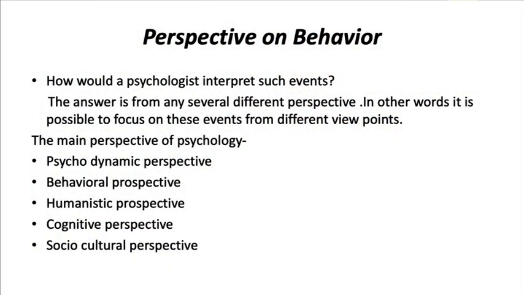So how would a psychologist interpret such events? How will I interpret this behavior? The answer is from several different perspectives. In other words, it is possible to focus on these events from different viewpoints. Now, how can I respond to this question? I was not able to locate the things when I was searching individually, so there must be something wrong in my behavior. When a friend, a roommate came to assist, then I could do the job. Why did it happen? The answer to this question is given by psychologists in their own way. Now this becomes the perspectives on behavior.